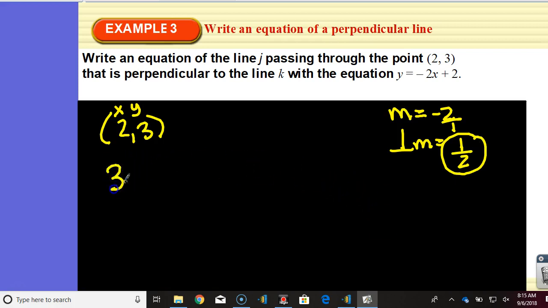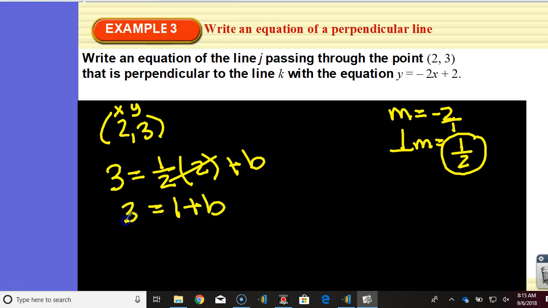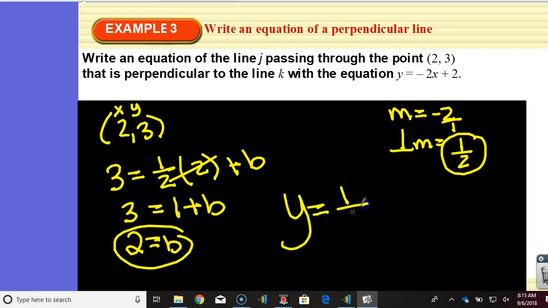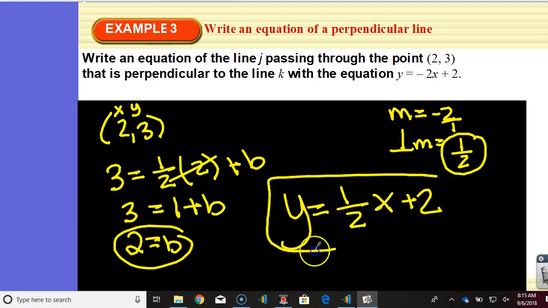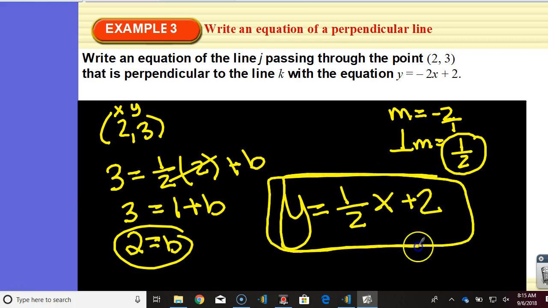So y equals mx plus b. 1 plus what equals 3? Subtract 1 from both sides. 2 equals b. Y equals mx plus b. Our equation is y equals 1/2 x plus 2.